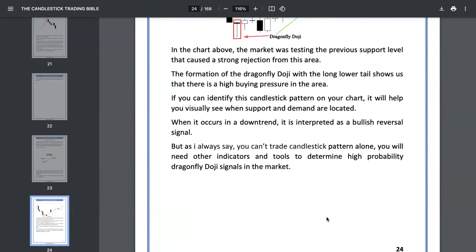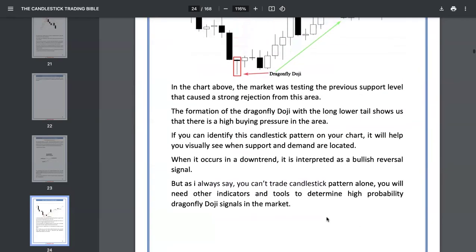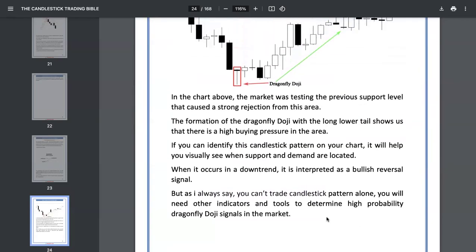But as I always say, you can't trade candlestick patterns alone. You will need other indicators and tools to determine high probability DragonFly Doji signals in the market.